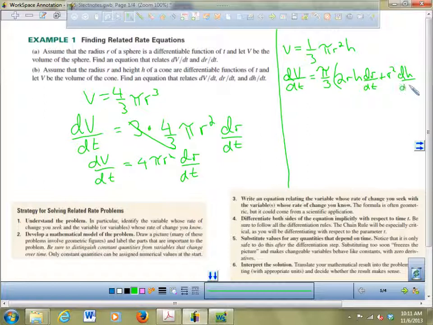And that would be how the volume is changing with respect to time. So you could say if the radius is changing by this much per second and the height is changing by this much per second, and r is this and h is that, how fast is the volume changing? That's how you set those up.